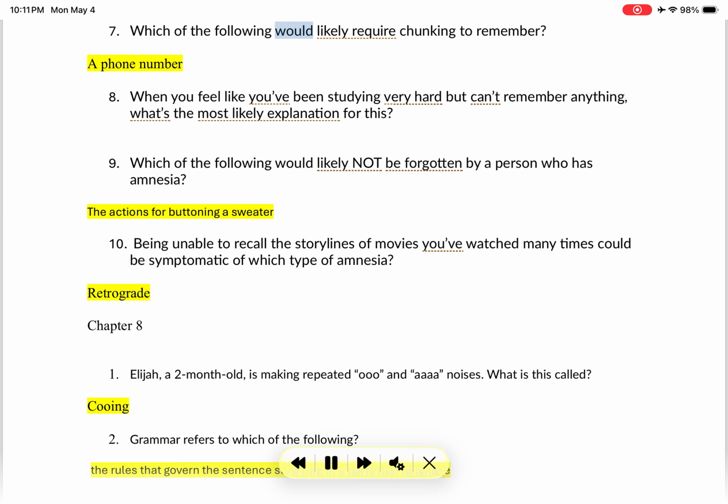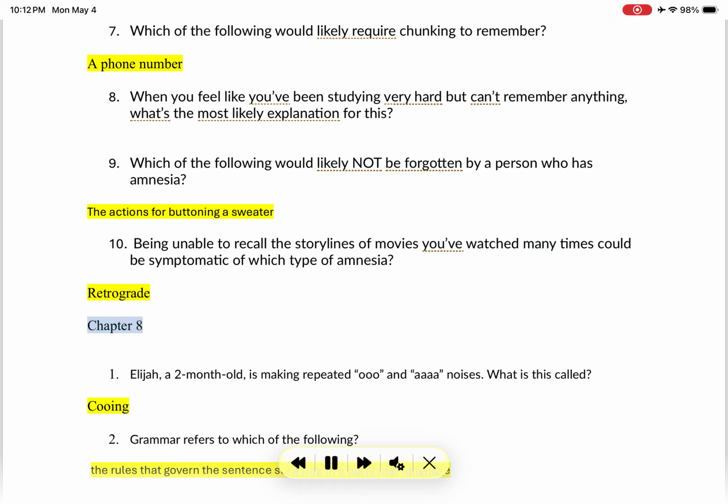Which of the following would likely require chunking to remember? A phone number. When you feel like you've been studying very hard but can't remember anything, what's the most likely explanation for this? Which of the following would likely not be forgotten by a person who has amnesia? The actions for buttoning a sweater. Being unable to recall the storylines of movies you've watched many times could be symptomatic of which type of amnesia?